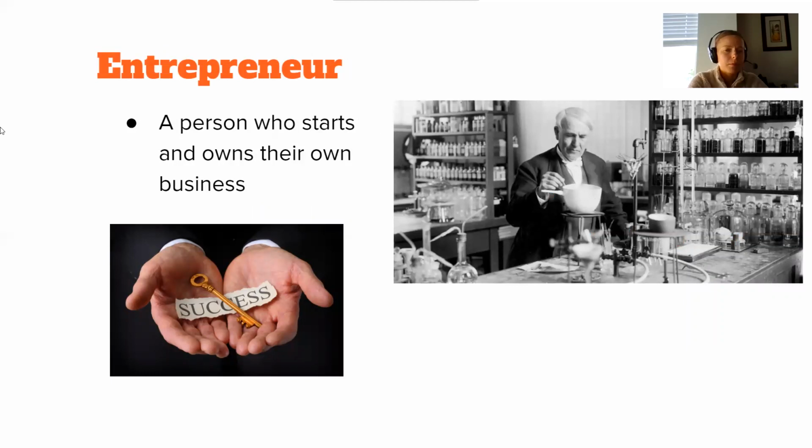An entrepreneur is a person who starts and owns their own business, a visionary person who has an inkling of what will be in demand in the future and then makes it a reality. So here is a picture of a famous American entrepreneur. His name is Thomas Edison. Edison had hundreds, if not thousands, of patents. Now, to be fair, he also had an imagination factory.